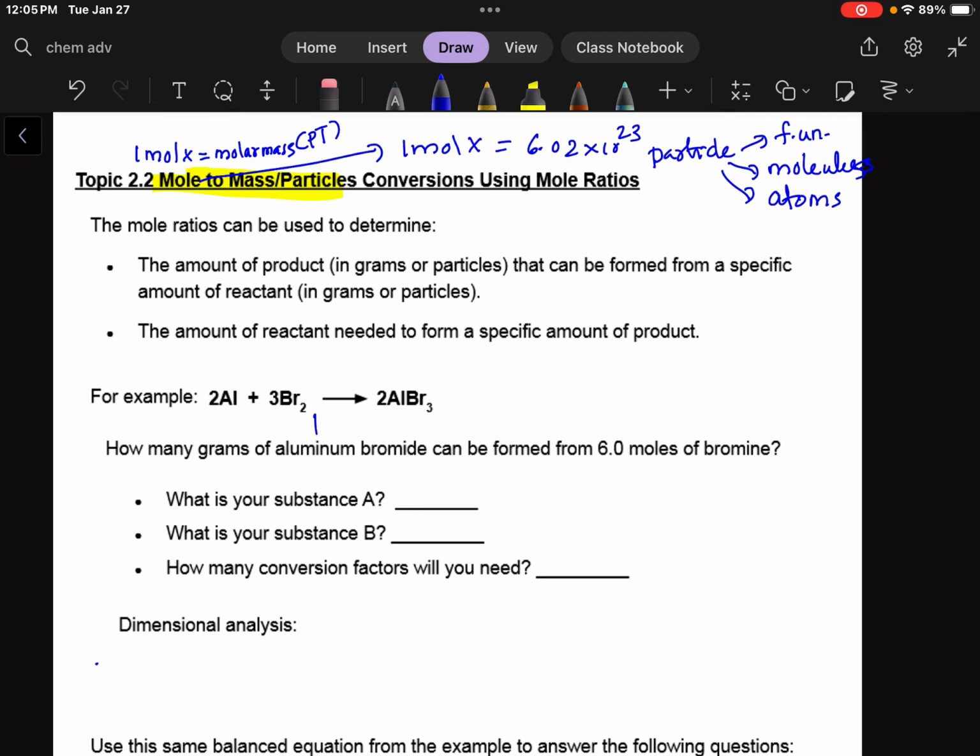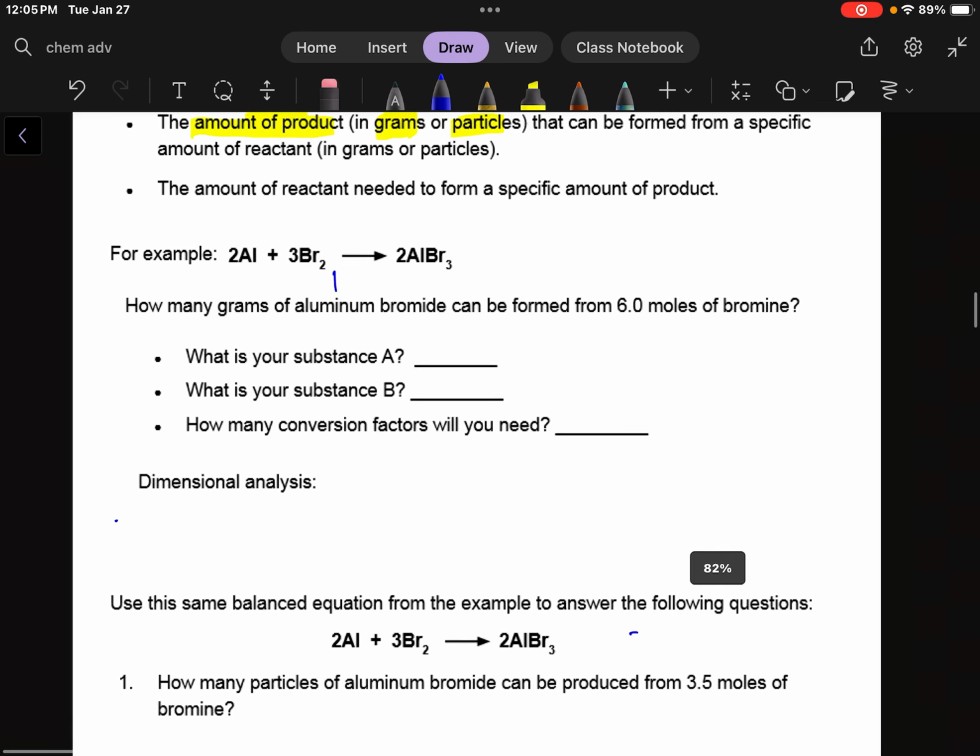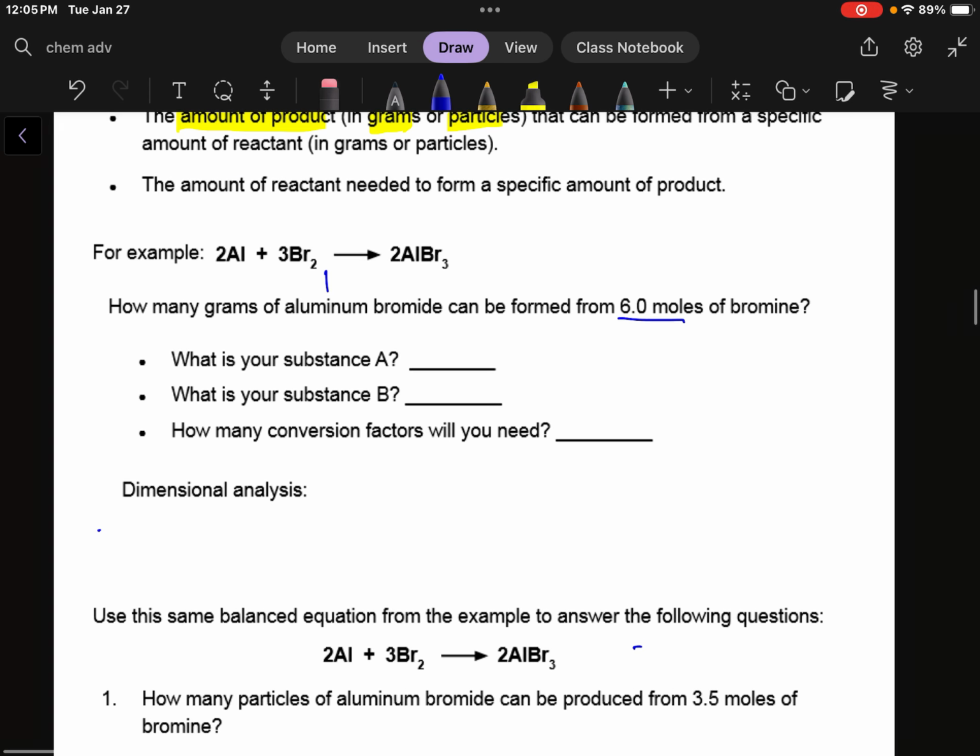Okay, so here we are going to find the amount of product. We can find either in grams, which is most common, or in particles. The given may be in moles, or you can start from grams too. Let's see what this question says. It says 6 moles of bromine, and you are going to find grams of aluminum bromide.